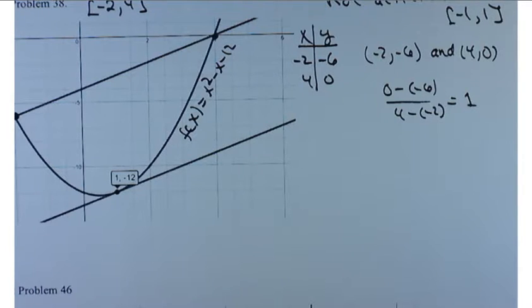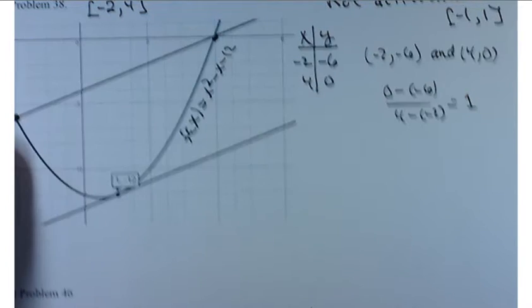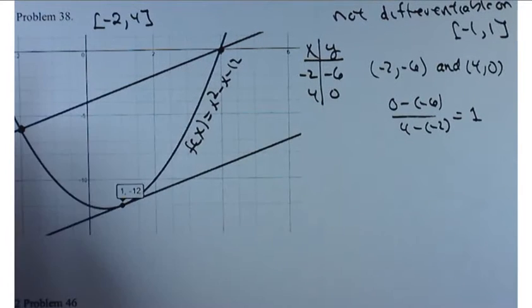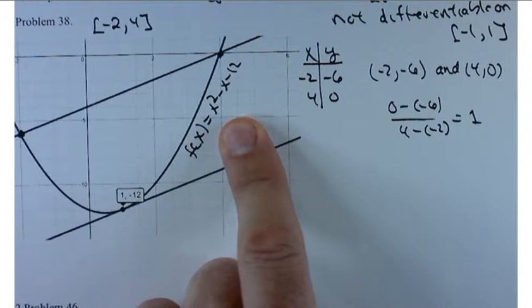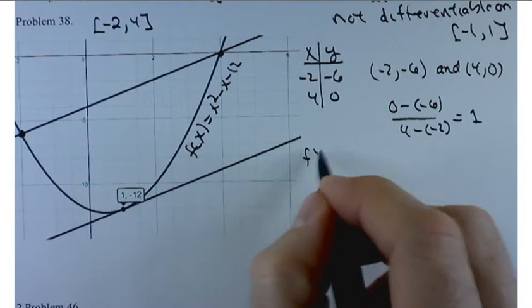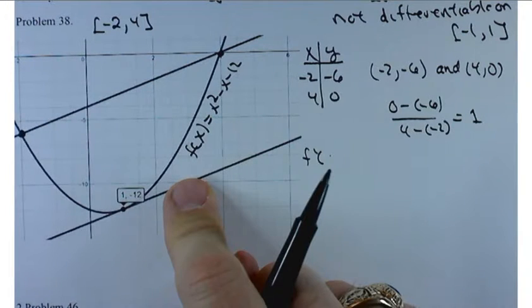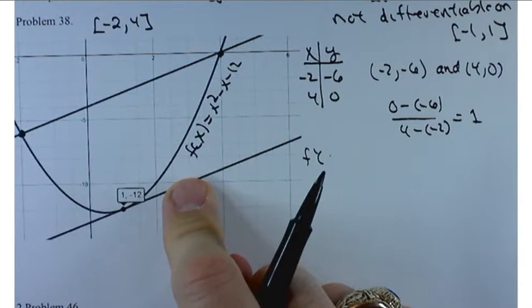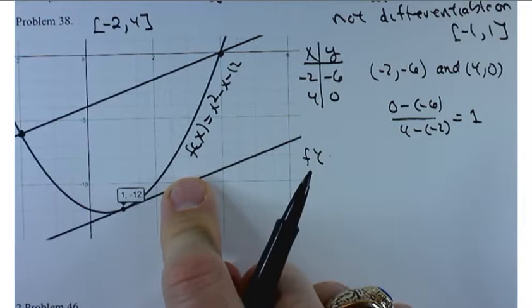The mean value theorem guarantees me that somewhere in the interval of -2 to 4, the function has a derivative equal to 1. In other words, the slope of the tangent line there equals 1. So let's find that point. What's going to measure the slope of the tangent line? How am I going to find that? Derivative. So let's find the derivative.